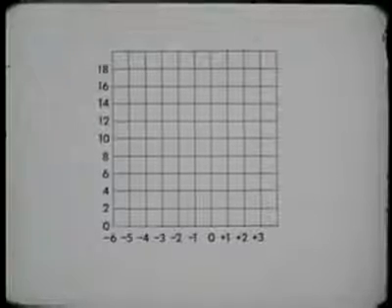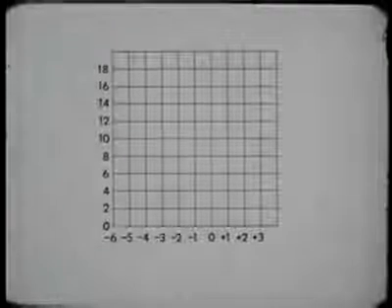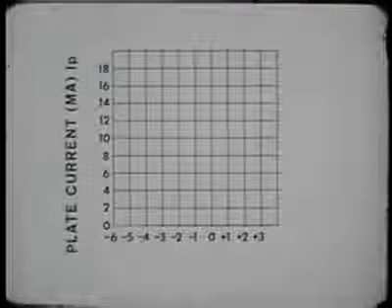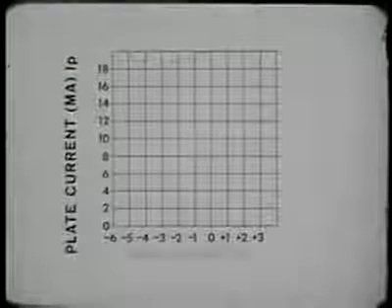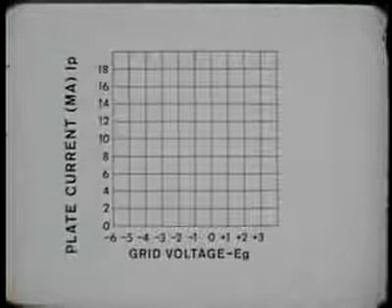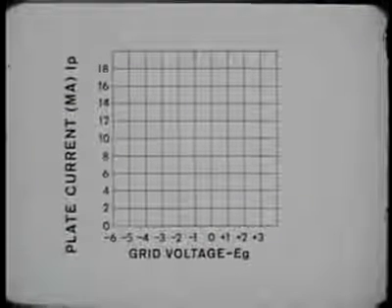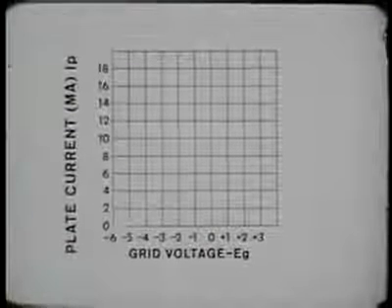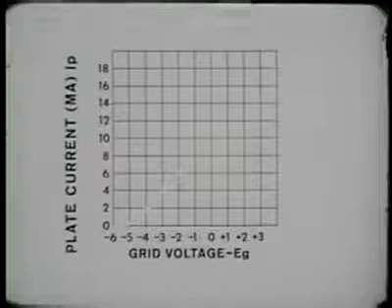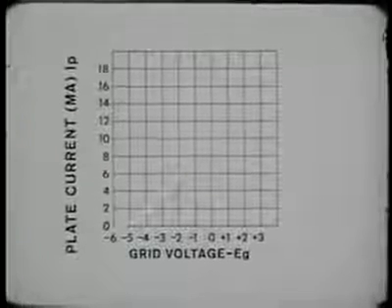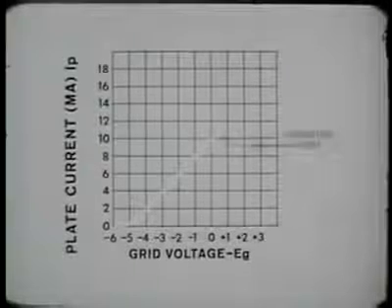The relationship between plate current, or IP, measured in milliamperes, and grid voltage, or EG, can be plotted on a graph. As a line is drawn from point to point, we derive a characteristic plate current curve. Note that we do not get a straight line, but a gradual movement upward until a point of saturation is reached.